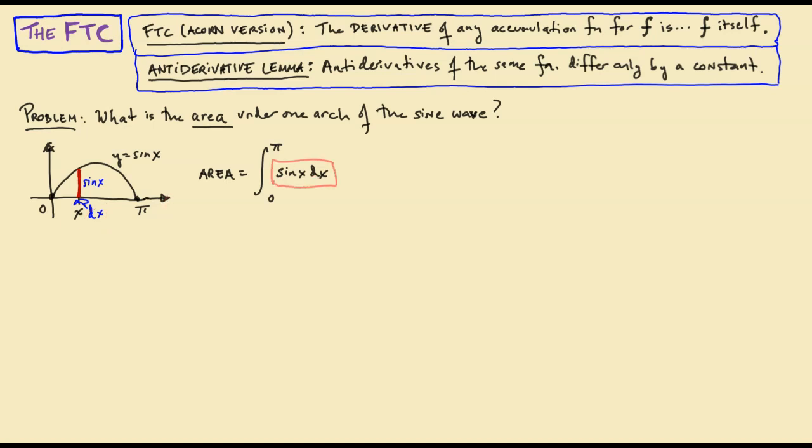So the stuff in the red box represents the area of one of those rectangles, and we're going to add all of them up as x, this point right here, runs from 0 at this end all the way out to pi at this end. Add up all those infinitesimal areas of those rectangles, and we get the area of the whole arch. Okay, that much we know, but how do we actually evaluate that? How do we turn that integral into a number?